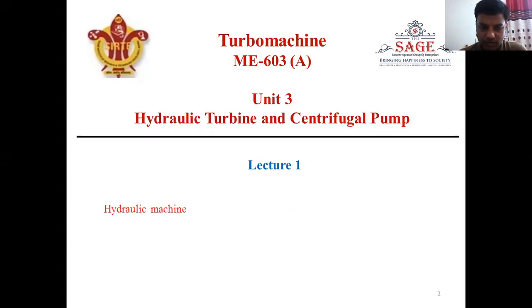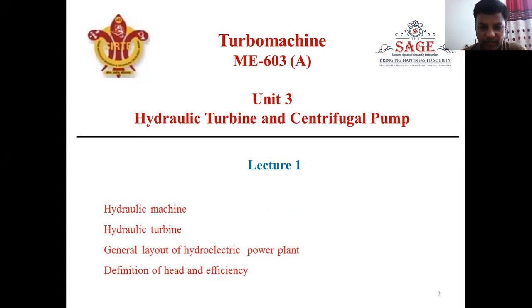We have studied what is hydraulic machine, what is hydraulic turbine, general layout of hydroelectric power plant, definition of head and efficiency. We have seen various heads, that is gross head and net head, and efficiencies, that is hydraulic efficiency, mechanical efficiency, overall efficiency, and volumetric efficiency. We have derived the formula for the same. We have established the relation between the three efficiencies, that is mechanical, hydraulic, and overall efficiency.